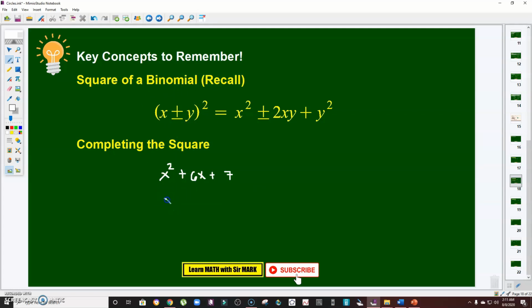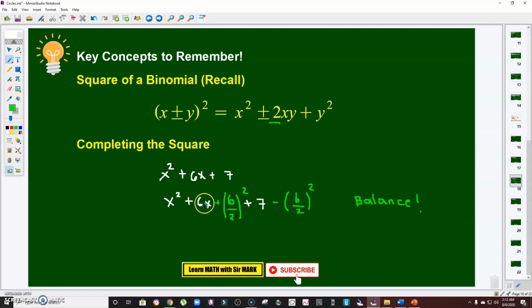To do that, this is what we're going to do. I separate the constant here. Remember, there's a constant 2 there. So if I divide 6 by 2, that will be 6 over 2, and then you have to square it. To maintain the balance, if I add 6 over 2 to be squared here, definitely I have to subtract 6 over 2 to be squared as well.